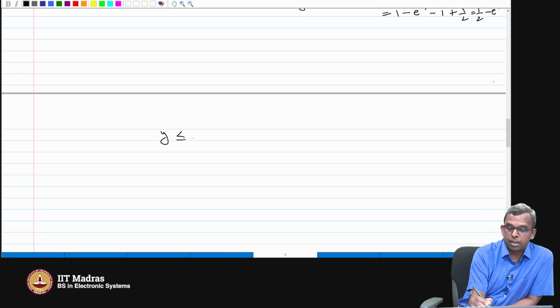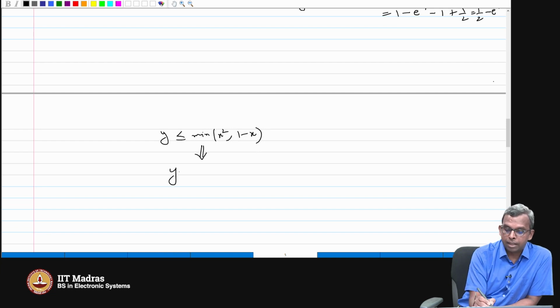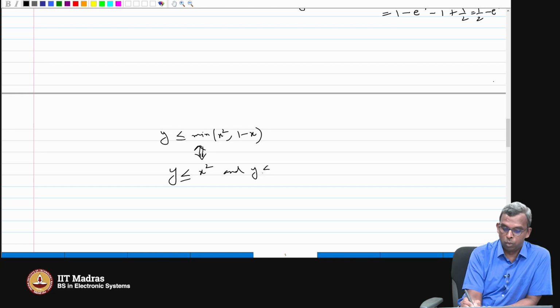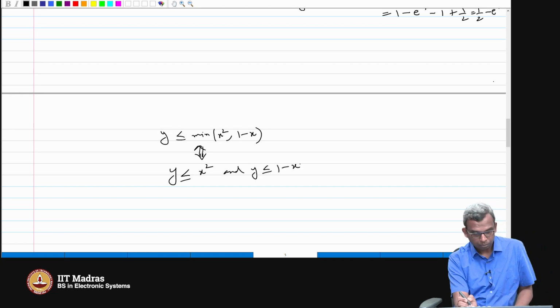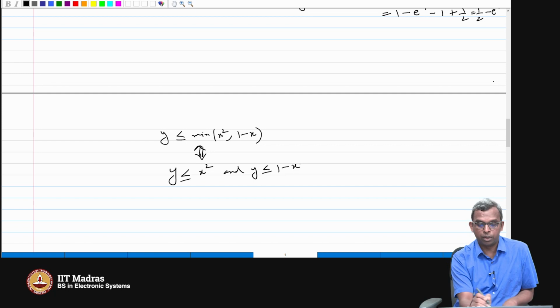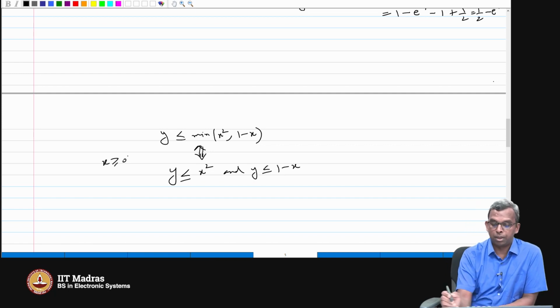So, it says y is less than or equal to min of x squared comma 1 minus x. What does that mean? This actually means, it is both ways I think, but anyway it does not matter, this is the same as y is less than or equal to x squared and y is less than or equal to 1 minus x. What else was required here? X is greater than or equal to 0. Okay, I hope this is okay.